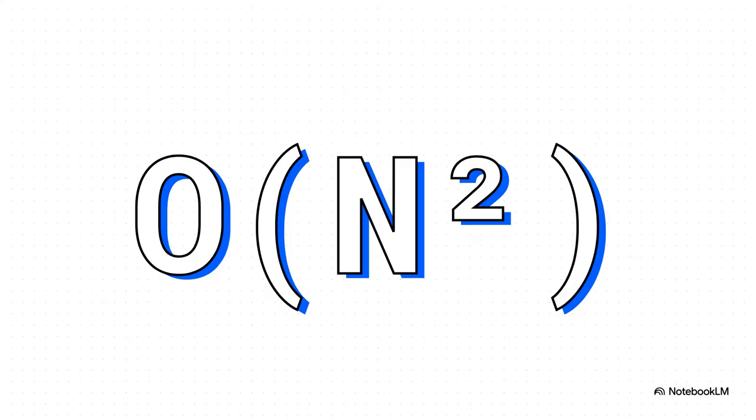But, and this is a huge but, there's a catch. To figure out all those scores, every single word has to look at every other single word. This means the amount of computation just explodes. A 10-word sentence, that's about 100 calculations, but a 100-word sentence, that's 10,000 calculations. This quadratic growth is exactly why these models can sometimes choke on really long documents.